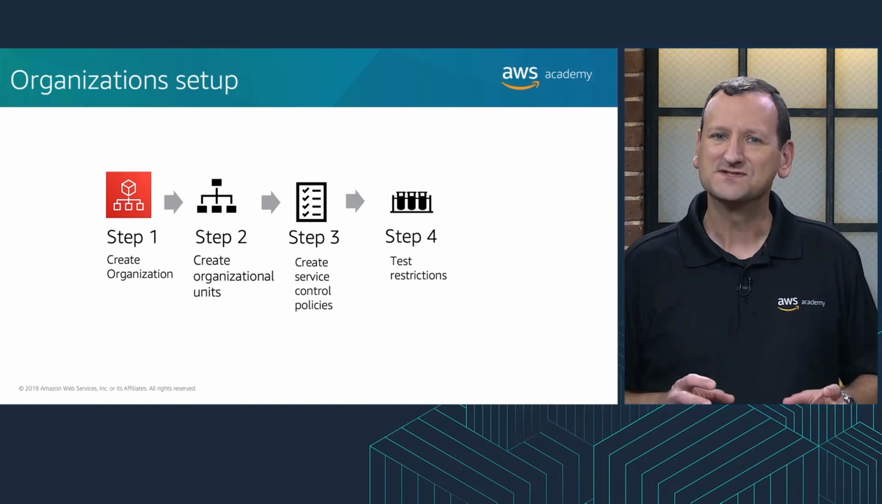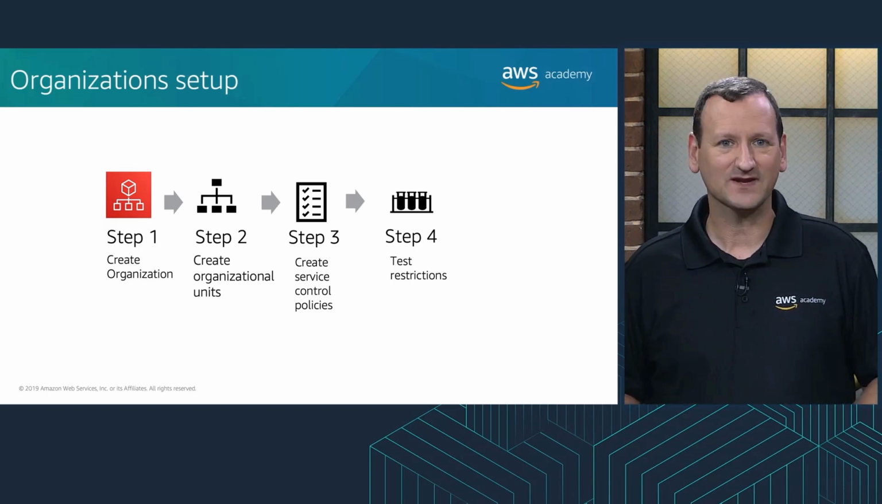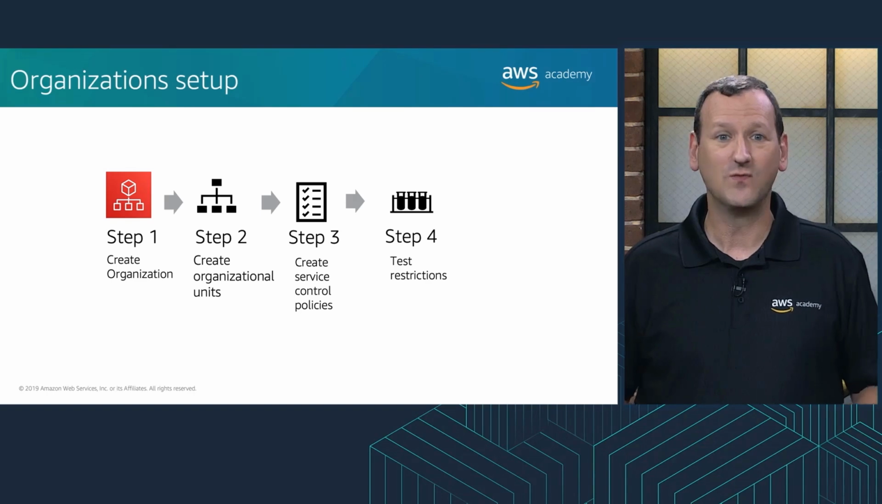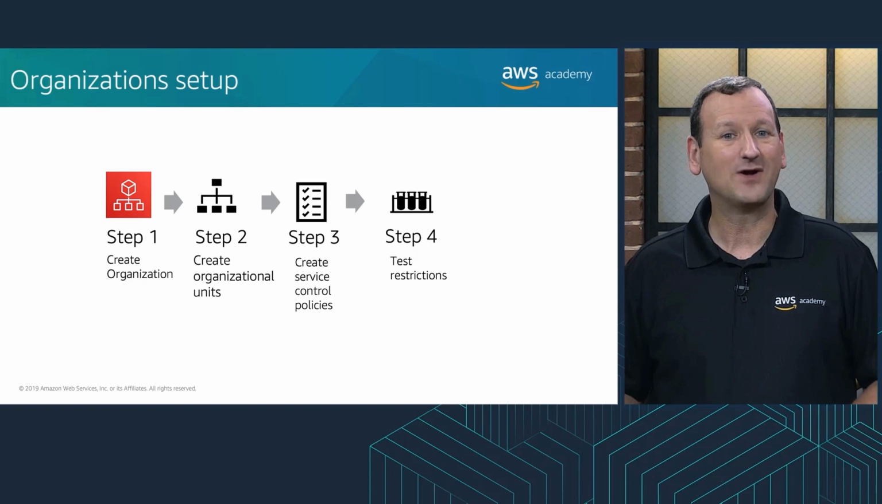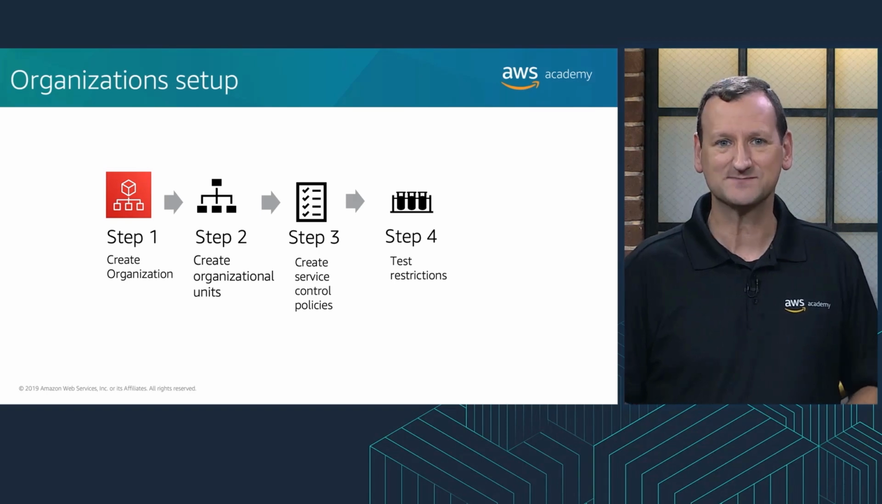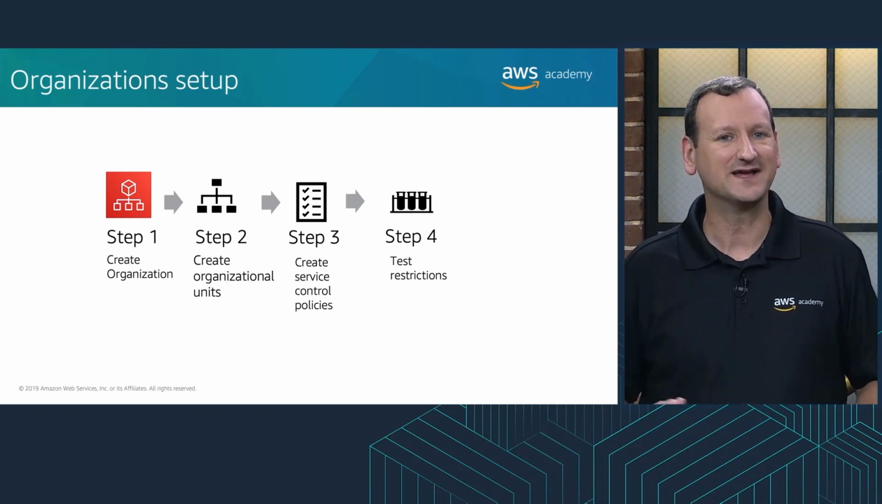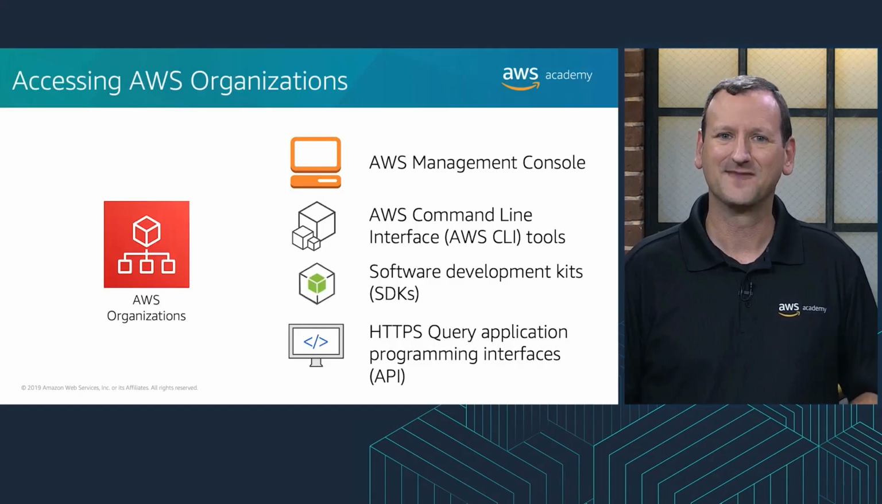Step 4 is to test your organization's policies. Sign in as a user for each of the roles, such as OU1 or OU2, and see how the service control policies impact account access. Alternatively, you can use the IAM Policy Simulator to test and troubleshoot IAM and resource-based policies that are attached to IAM users, groups, or roles in your AWS account.